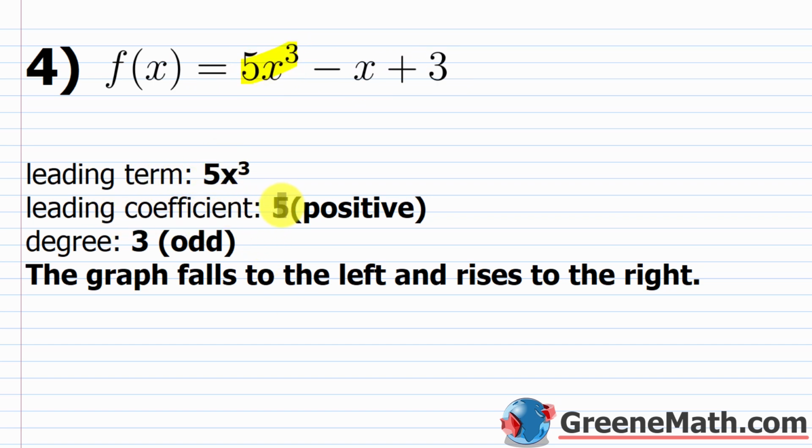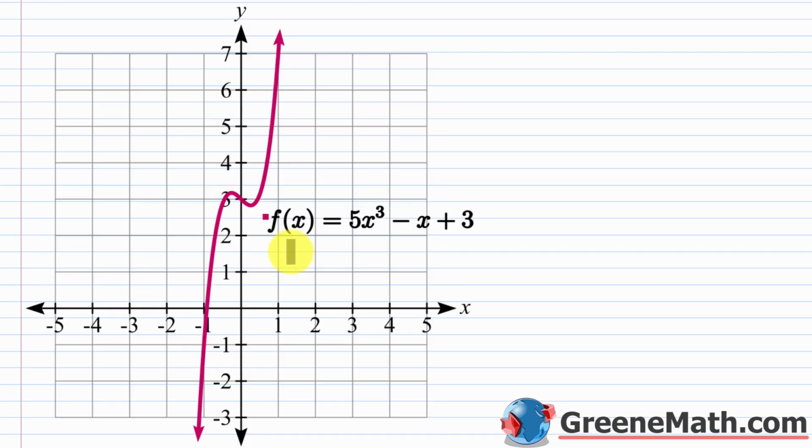The leading coefficient is 5, which is positive, and the degree is 3, which is odd. For this one, you can think about f(x) = x³ or f(x) = x. So the graph falls to the left and rises to the right. So again, just graphing this for confirmation, this is f(x) = 5x³ - x + 3. So again, the graph falls to the left and rises to the right.